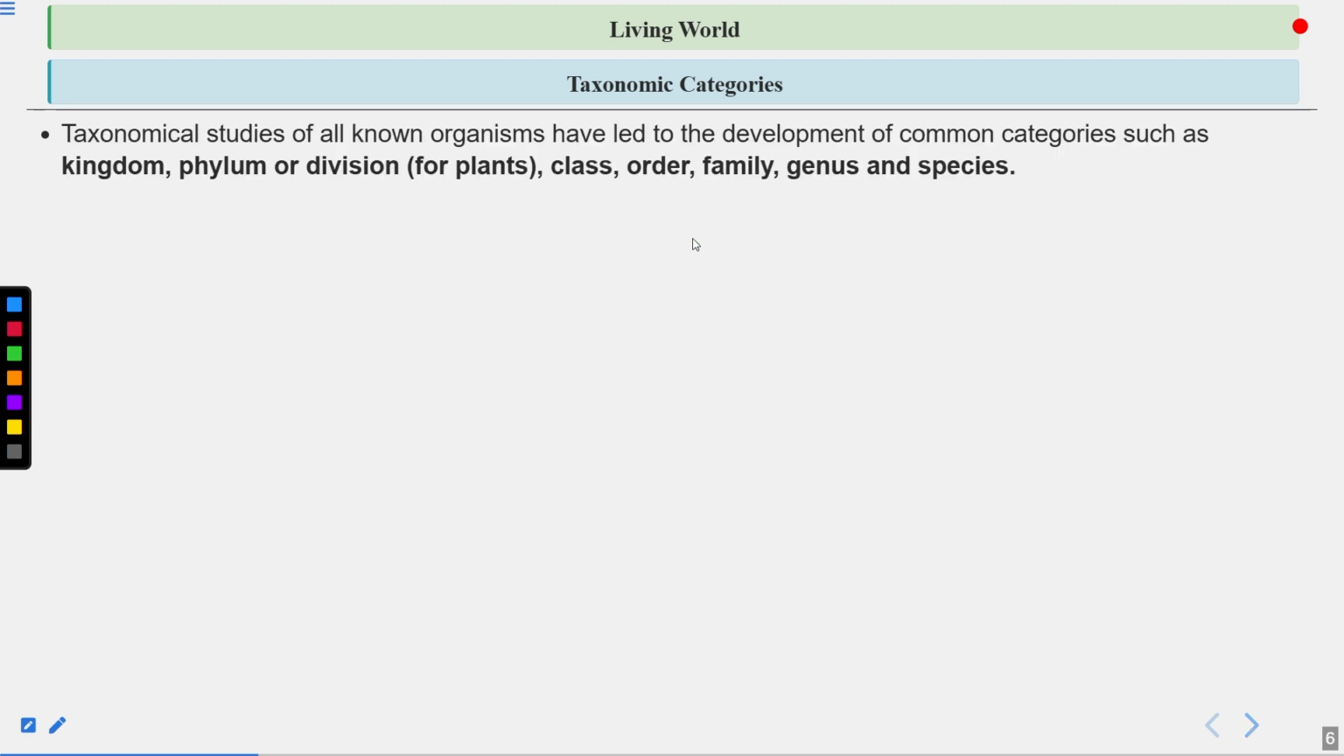Now, taxonomical studies of all known organisms have led to the development of common categories such as kingdom, phylum, or division for plants. So for plants, division is used, phylum is used for animals, and then class, order, family, genus, and species. Okay, so these are some common categories that have been developed, so all these organisms can be placed in these categories.